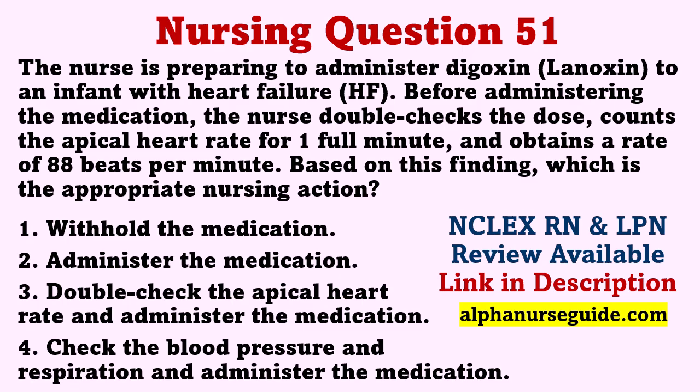The correct answer is 1. Withhold the medication. Digoxin is effective within a narrow therapeutic range. Safety in dosing is achieved by double-checking the dose and counting the apical heart rate for 1 full minute. If the heart rate is less than 100 beats per minute in an infant, the nurse should withhold the dose and notify the healthcare provider. The remaining options are incorrect actions.